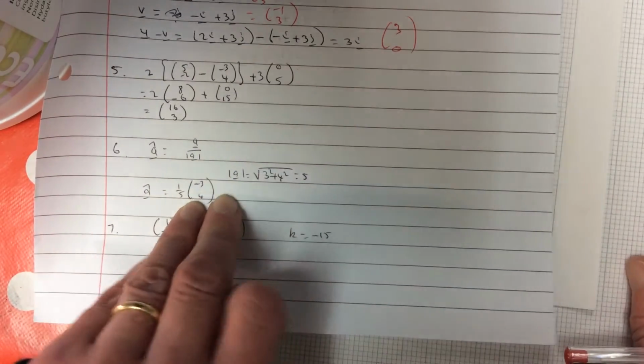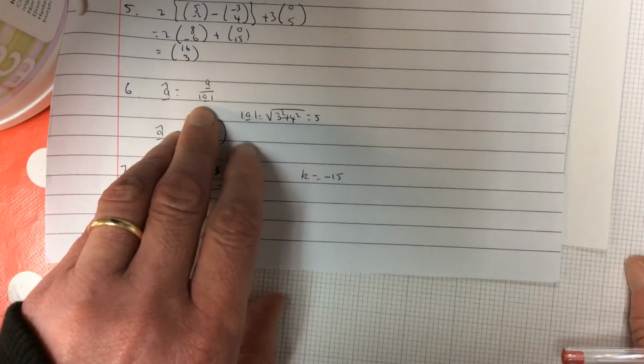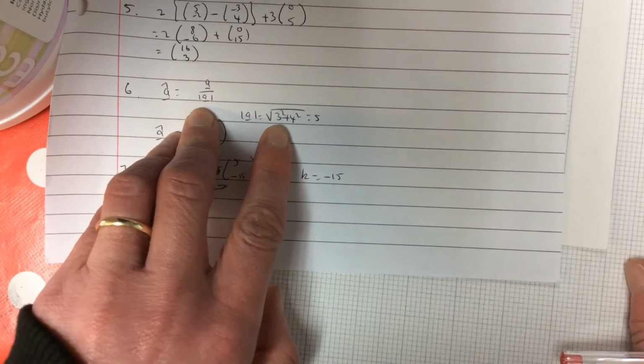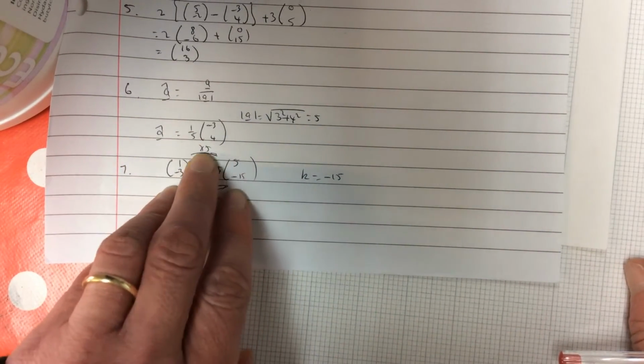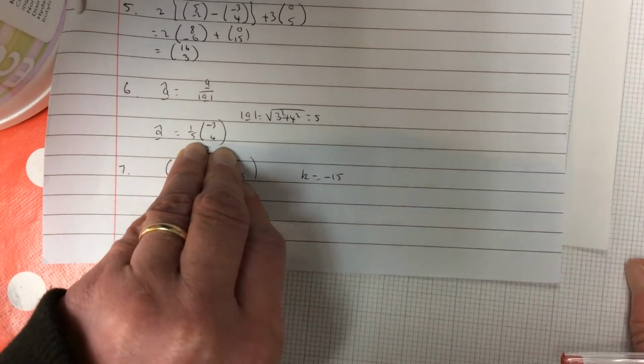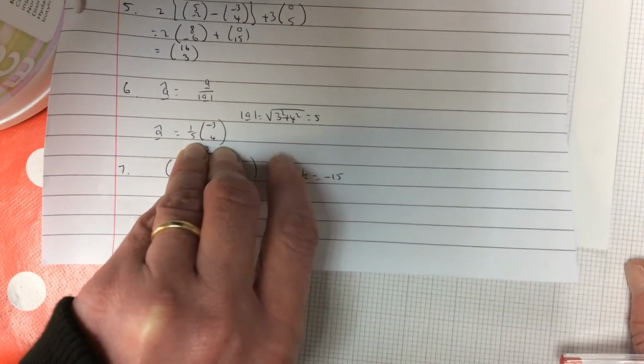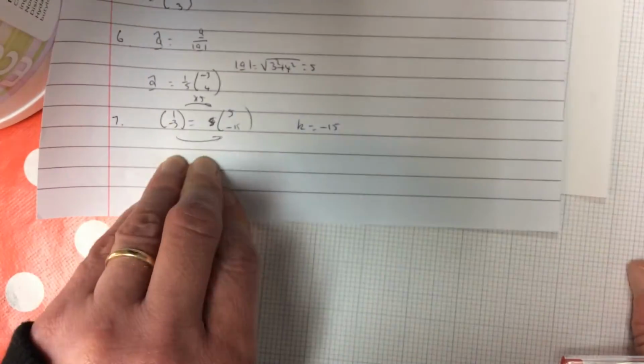Okay, unit vector. So I need the vector divided by its length. So we've got to find the length of it. Just use Pythagoras. 3 squared add 4 squared, square rooted. And that's you there. It's a fifth. Or you can write it as minus 3 over 5i plus 4 over 5j.